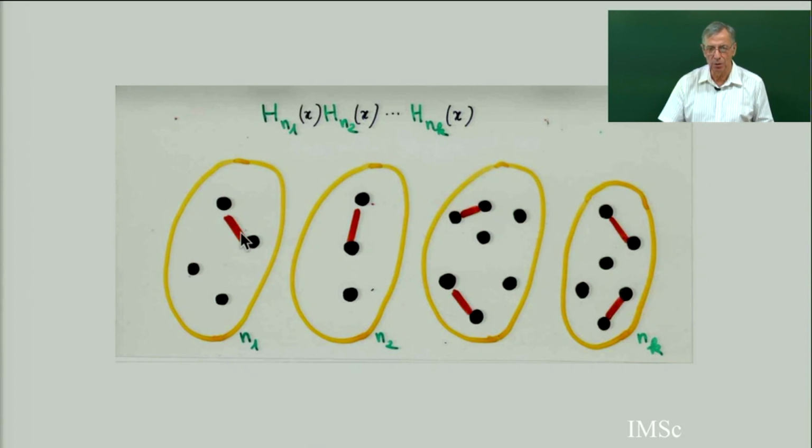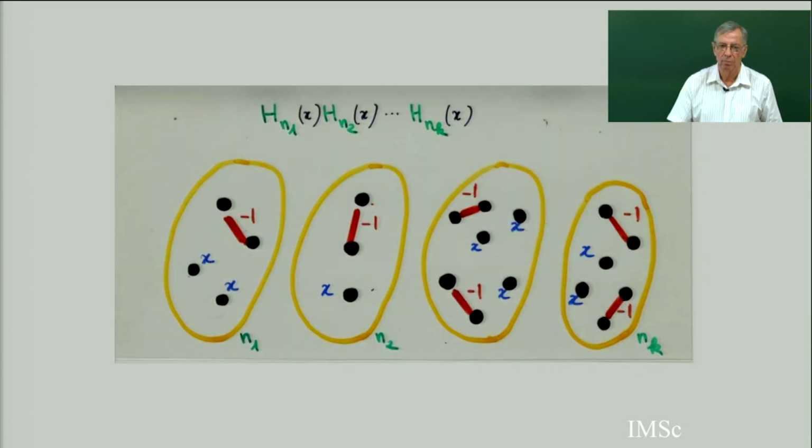For each Hermite, you choose a matching of the complete graph. Maybe not a perfect matching, but here is a possible choice of edges in each component, n1, n2, n3. And now I have to put x to the power of the number of isolated points. So here are all the possible isolated points. So I put the weight, minus 1 for each edge, x for each isolated point.